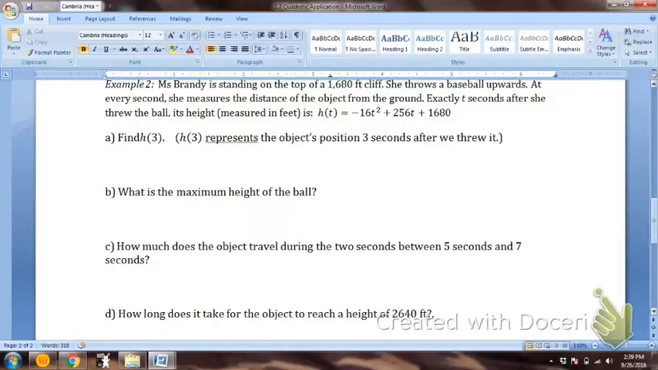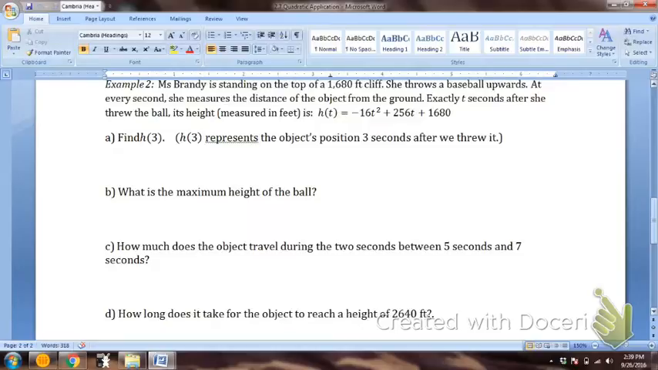Negative 16t, t is time, you're right. Negative 16t squared has to do with the physics of gravity. It's a staple, right? Anytime you're throwing something up in the air and it's coming down, you're going to use negative 16t squared. All right, so it says, in this case, just find h of 3.